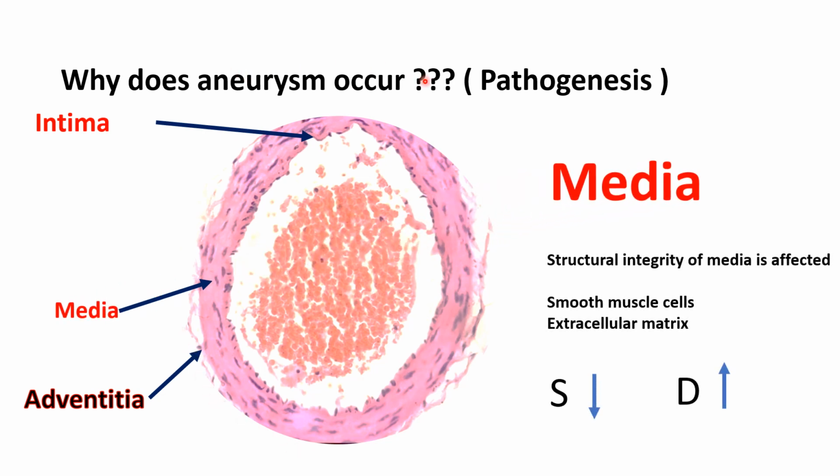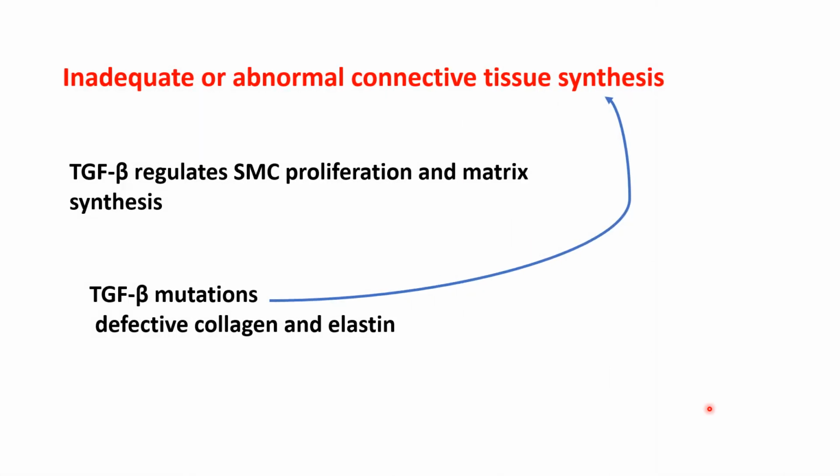In aneurysm, mainly the structural integrity of the middle layer, that is the media, is affected. And the media mainly consists of smooth muscle cells and the extracellular matrix. And this happens because there is decreased synthesis of either of these, or there is increased destruction of these. So one of the factors that results in aneurysm is inadequate or abnormal connective tissue synthesis.